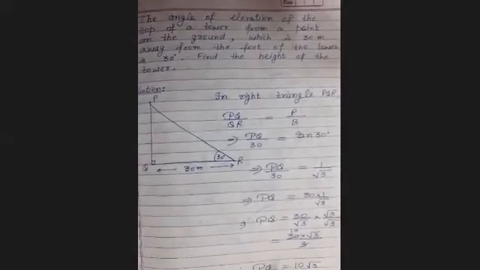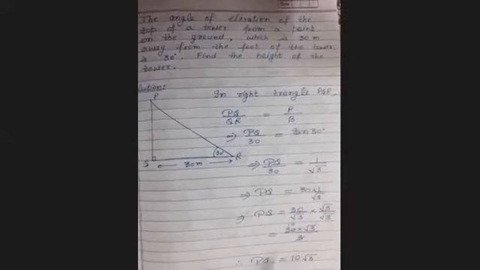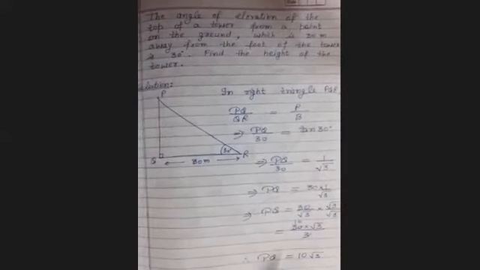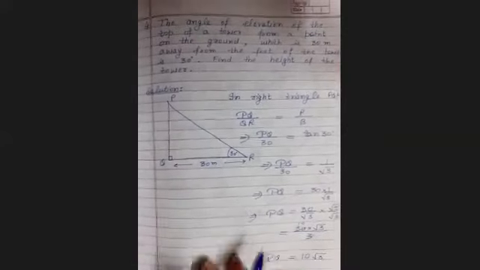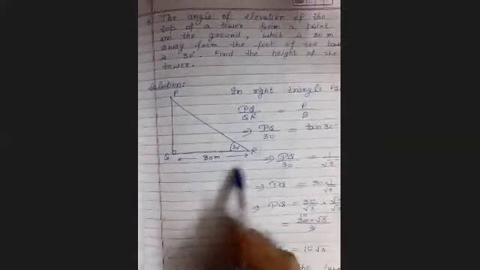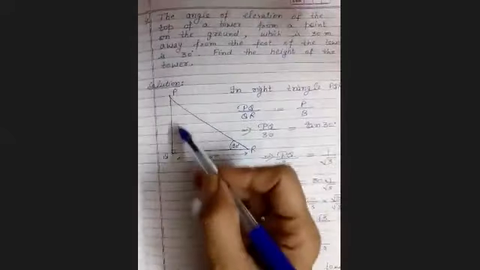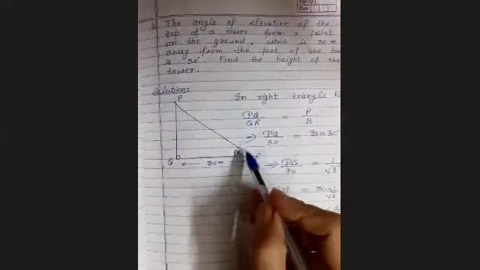Now the next question is: the angle of elevation of the top of a tower from a point on the ground which is 30 meter away from the foot of the tower is 30 degree. We have to find out the height of the tower. What is given to us? This is 30 and this is the height of the tower. We have to find out, making an angle of 30 degree.